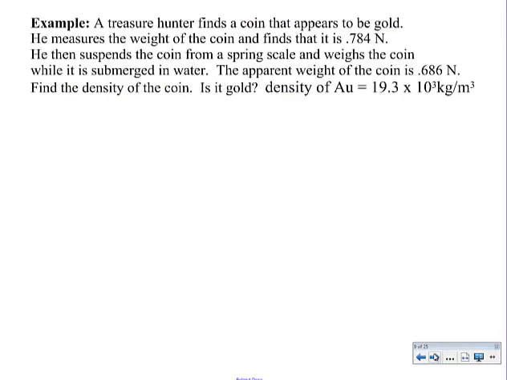Let's take a look at an example. A treasure hunter finds a coin that appears to be gold. He measures the weight of the coin and finds that it is 0.784 newtons. He then suspends the coin from a spring scale and weighs the coin while it is submerged in water. The apparent weight of the coin is 0.686 newtons. Find the density of the coin. Is it gold? The density of gold is given as 19.3 times 10 to the third kilograms per meter cubed. Okay, so what are we given here? We're given the weight of the object is 0.784 newtons.